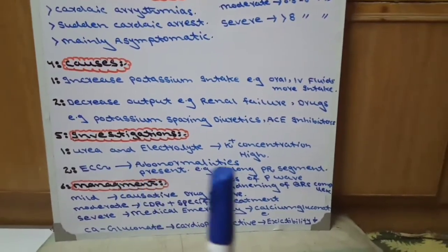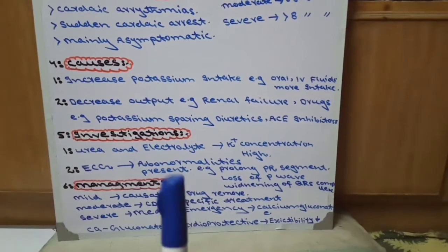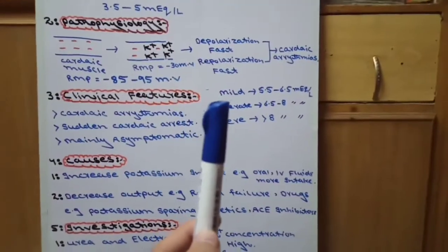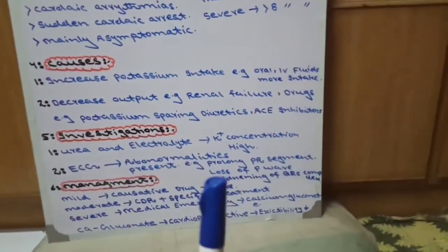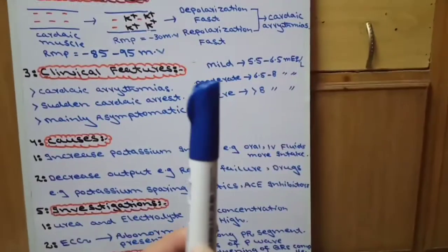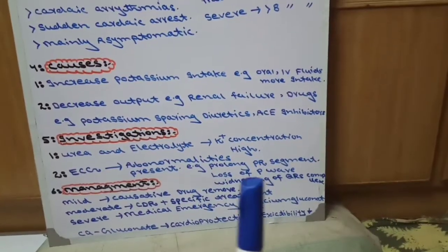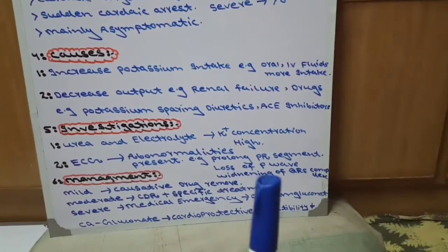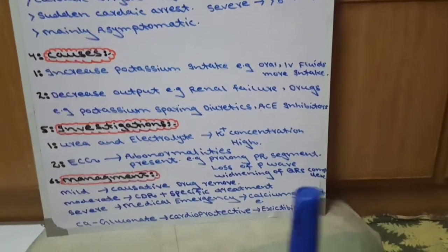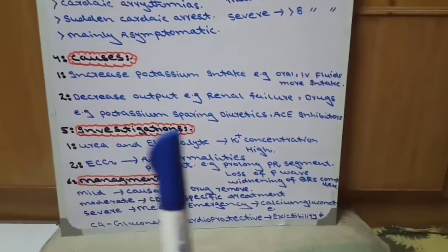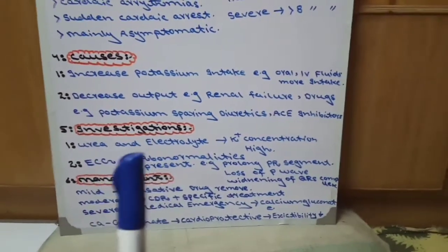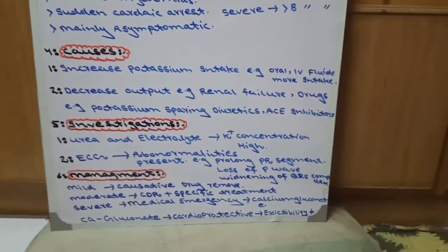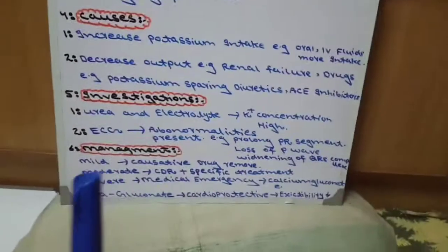Now the abnormalities of the ECG differ according to the grade of hyperkalemia. If mild, there will be a prolonged PR segment. If moderate, there will be loss of P wave in the ECG. If severe, there will be widening of the QRS complex of the ECG. These are the two investigations. Number one, urea and electrolytes. Number two, ECG. Now come to the management.